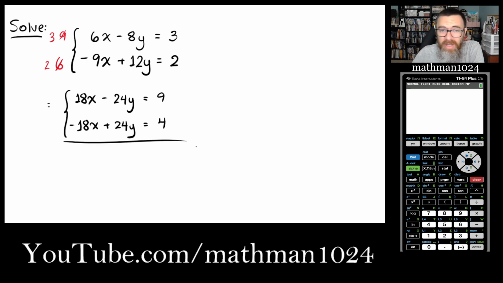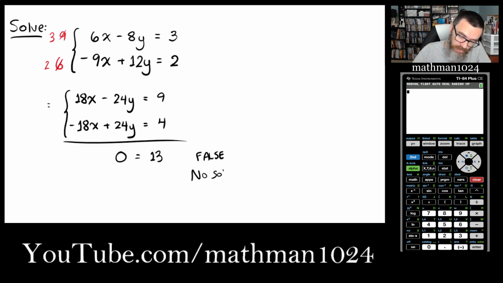So now when I combine these equations, the variables still cancel out just like they did in the previous problem, but now you'll see we have 0 equals 13. Now this is a false statement. I hope we all know that 0 does not equal 13. So we did everything right. All the variable terms canceled out, and what we're left with is a false statement, which means that there is no solution. There will be no ordered pair that satisfies both of these equations.